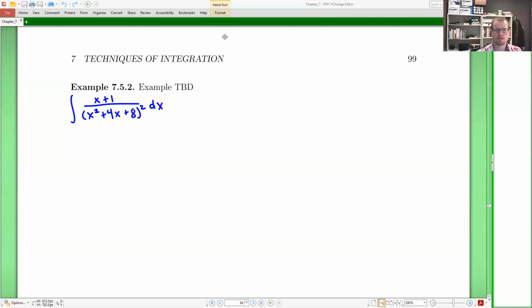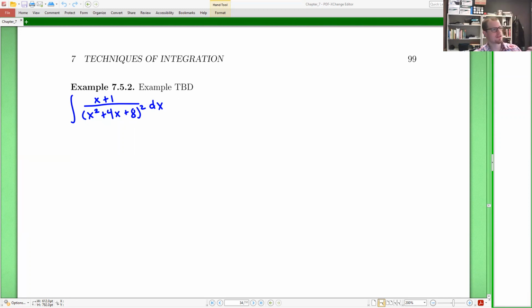Welcome to the office. We want to take a look at evaluating integrals today, where we have to decide which method that we're going to use. So let's take a look at an example here. For this particular example, we have polynomial divided by polynomial.